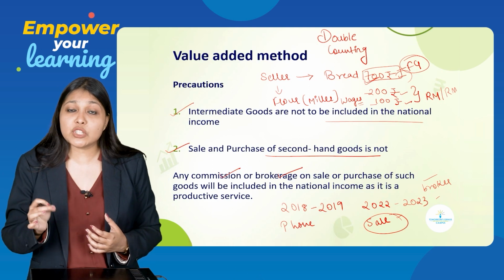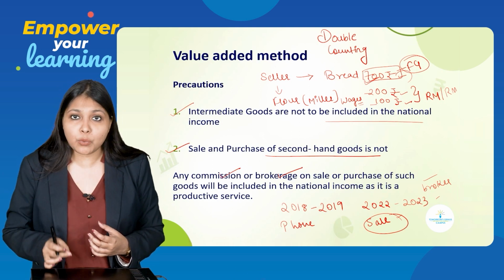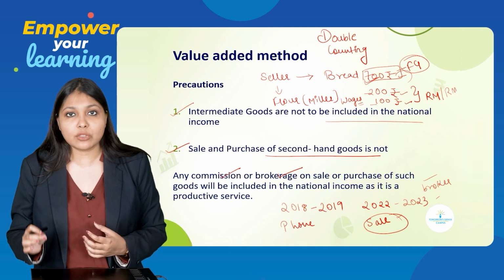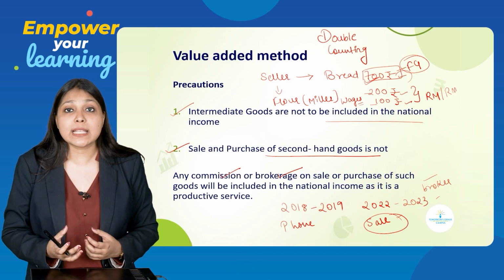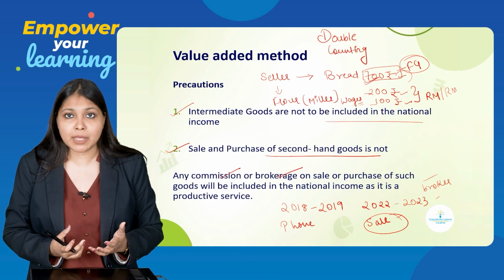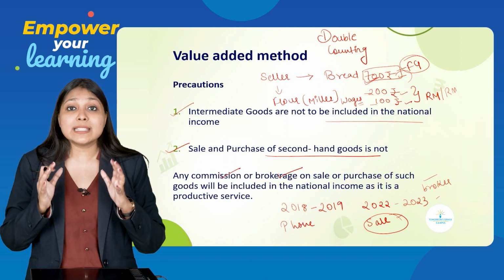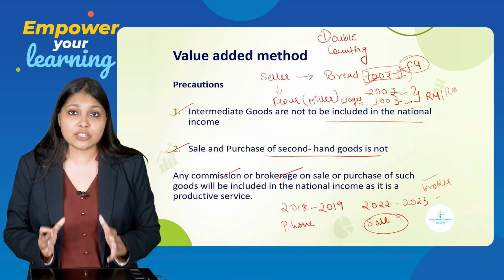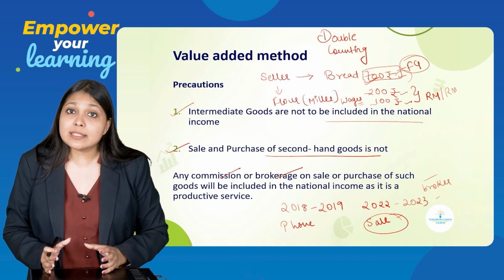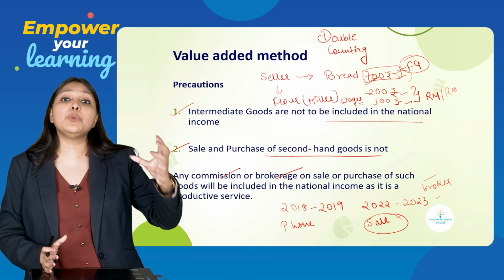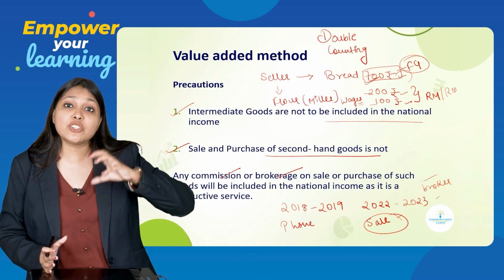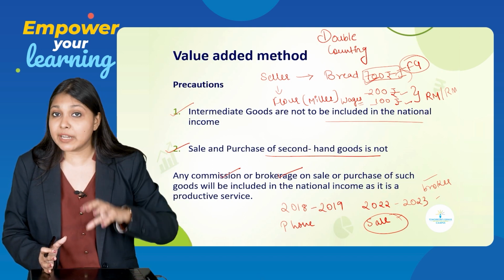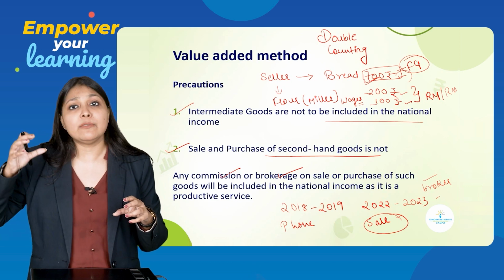So, that commission which is getting charged in the year 2022 will be included in the national income of 2022-23, because that is the fresh transaction which is happening for the first time. Remember, sale or purchase of second-hand goods will never be included in the national income of the current year, because that amount has already been included in the year where the transaction was held for the first time, when the transaction was new and fresh. So, in the current year, again, it will not be included.